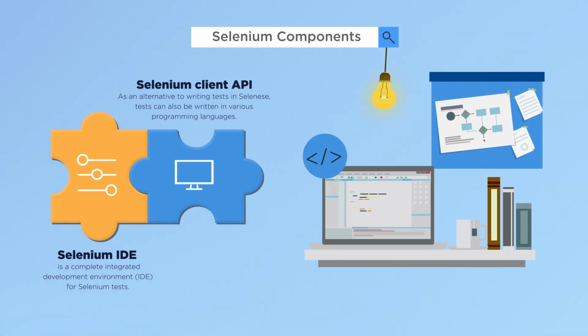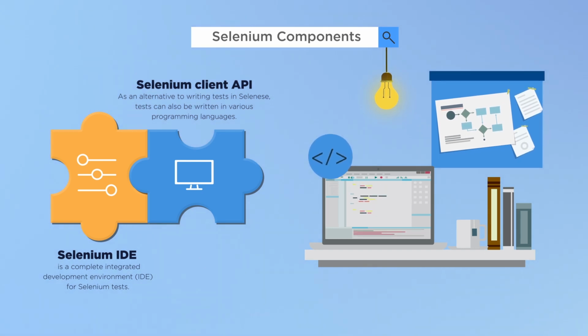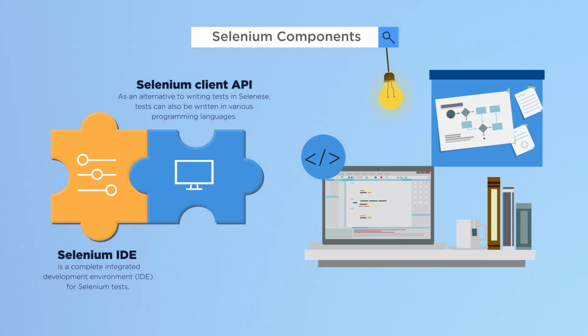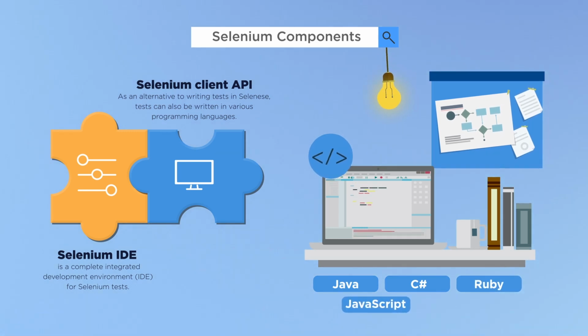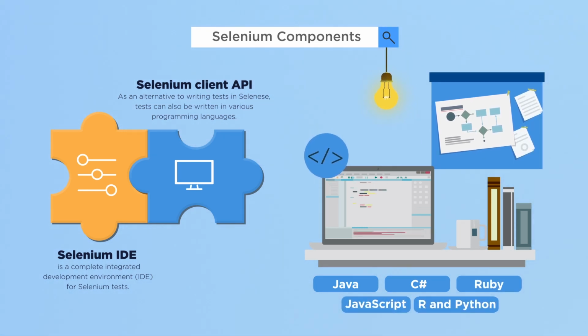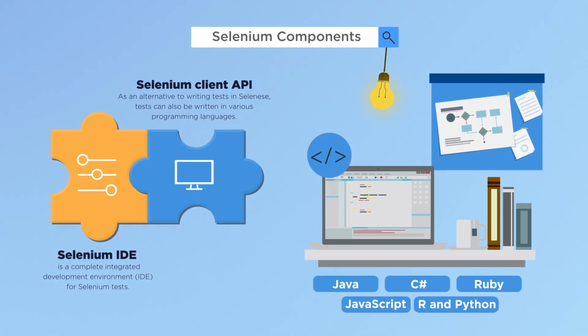Let's proceed with the Selenium Client API. As an alternative to writing tests with Selenese, tests can also be written in various programming languages. These tests then communicate with Selenium by calling methods in the Selenium Client API. Selenium currently provides client APIs for Java, C#, Ruby, JavaScript, R, and Python. With Selenium 2, a new client API was introduced, with WebDriver as a central component. However, the old API using the class Selenium is still supported.